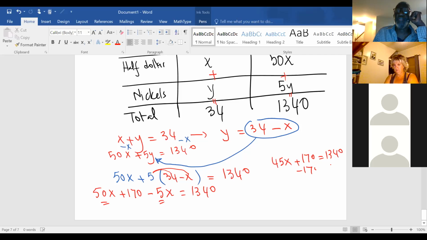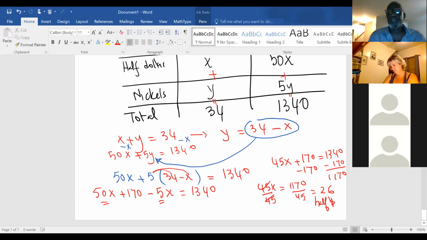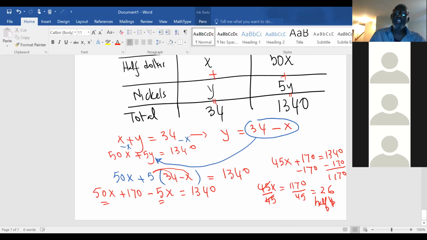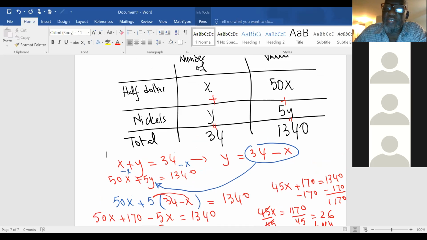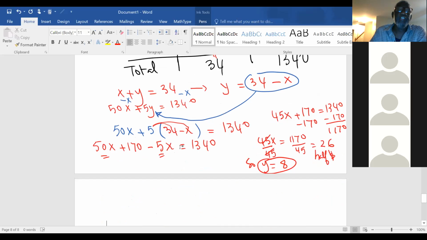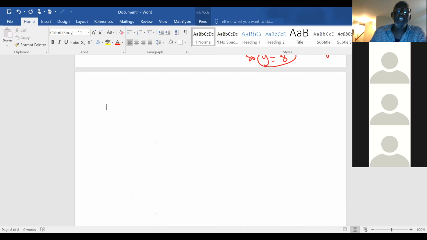So we're gonna minus 170 on both sides, so we get 45X is equal to 1170. So you're gonna divide by 45 on both sides, and you got X equal to 26. 26 half dollars. Since the total should be 34, Y is 34 minus 26, which is 8, right? So Y is 8. Thank you very much. If you organize your table this way, then it becomes easier, right? Okay, so now we have a variation of this application where we talk a little bit of interest.